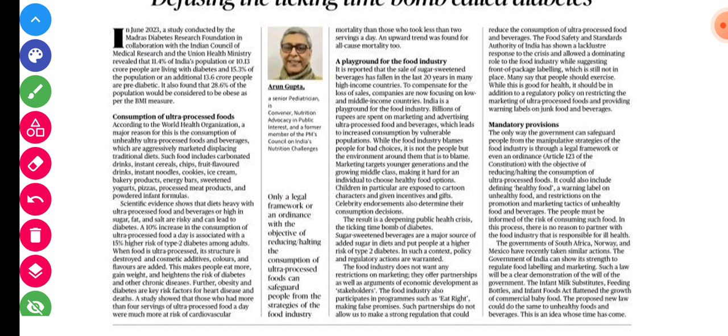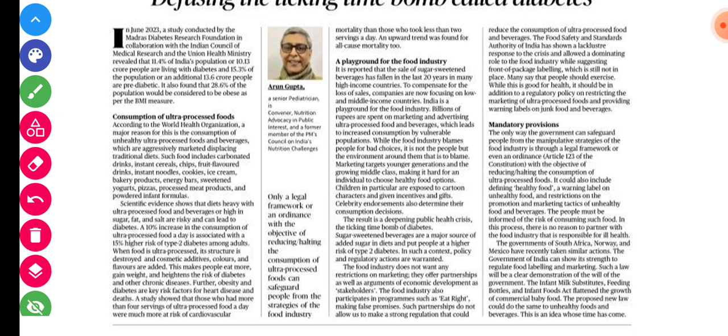Regulating these ultra processed foods, and policy and regulatory actions are warranted by the Indian government. The food industry does not want any restrictions on marketing to sell these ultra processed food products in the Indian marketing system.